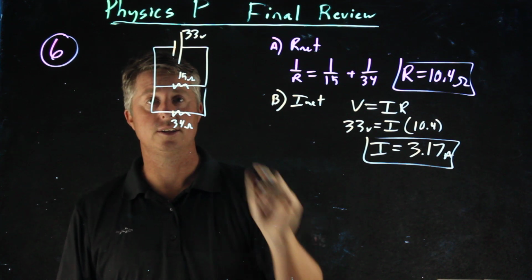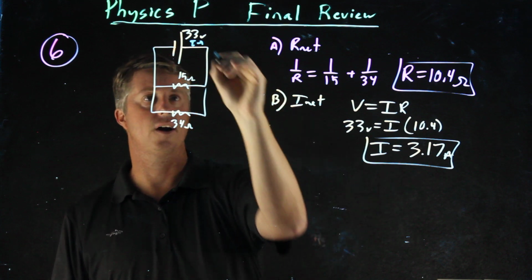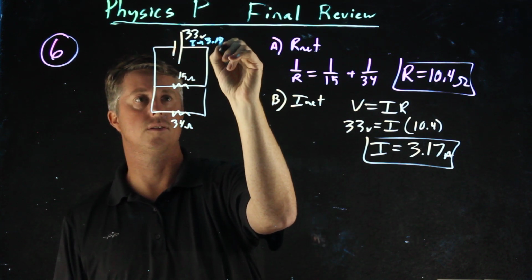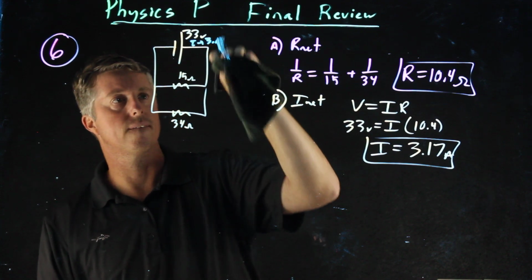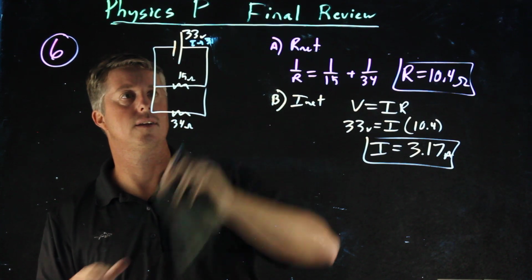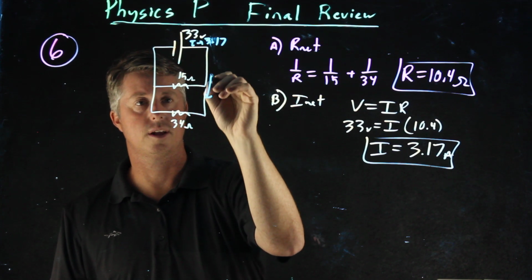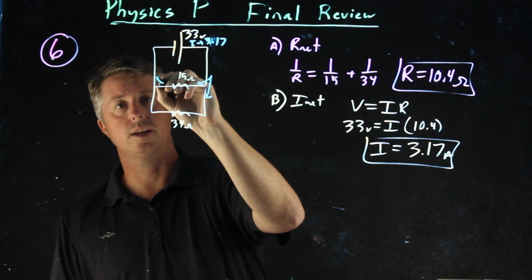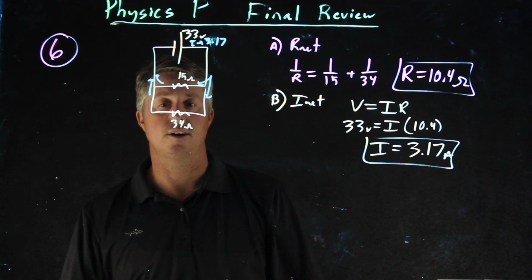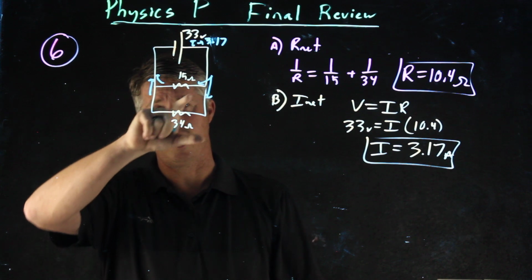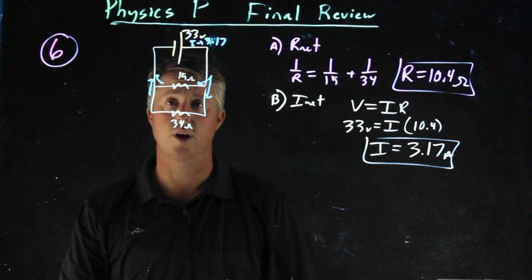I would like to know what is the current through the 15 ohm resistor. So I do know that the current leaves here, and the current that I found is 3.17 amps. I know it's going to split here, and then it's going to come back together here. That's our definition of parallel. So let's look at our split. I would like to know how much goes down the 34 versus the 15. So we're going to do some ratio work.